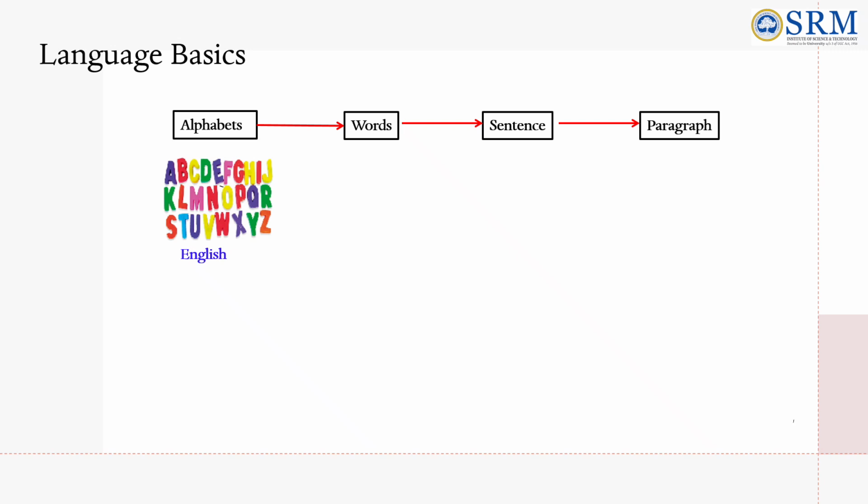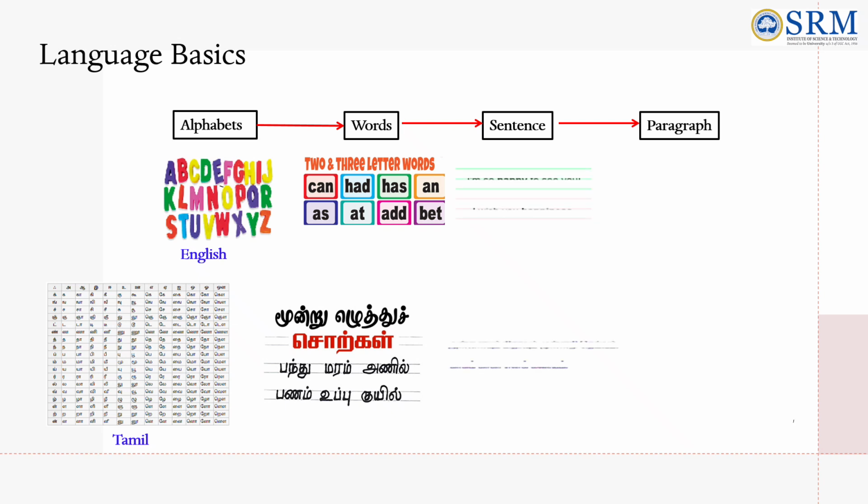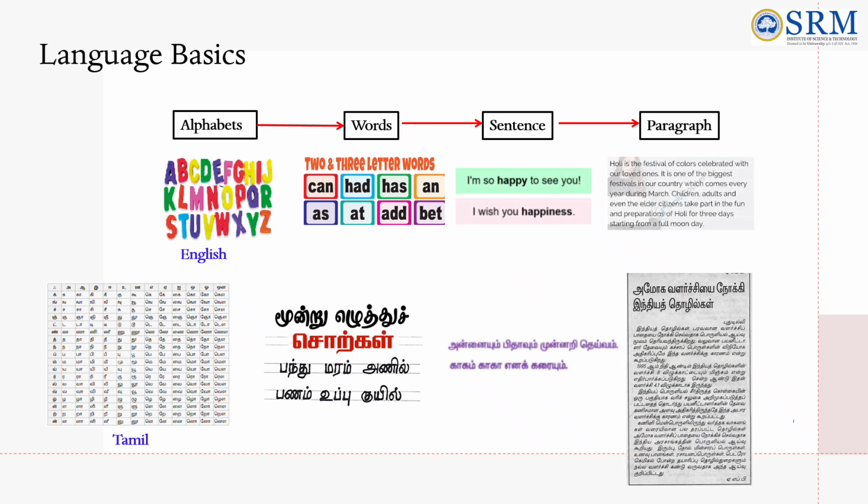Here are the alphabet sets of English and Tamil language. Words, sentences, and paragraph.